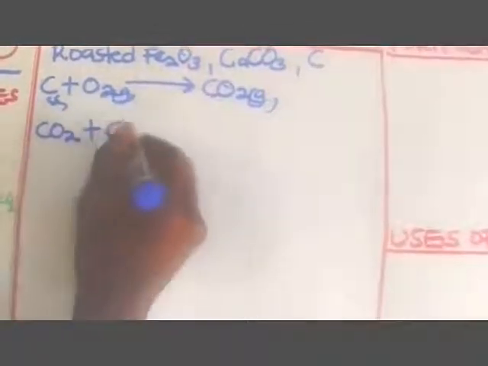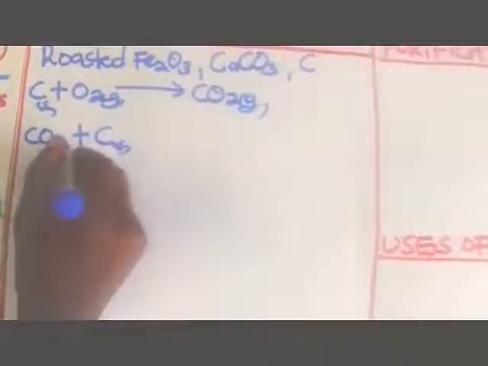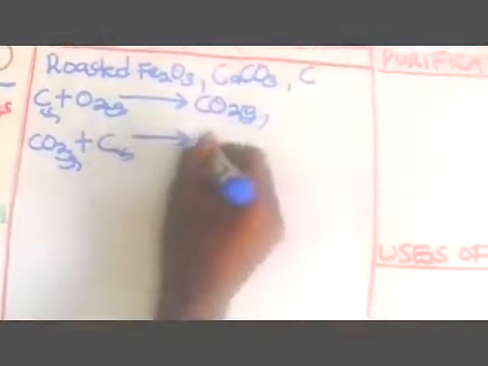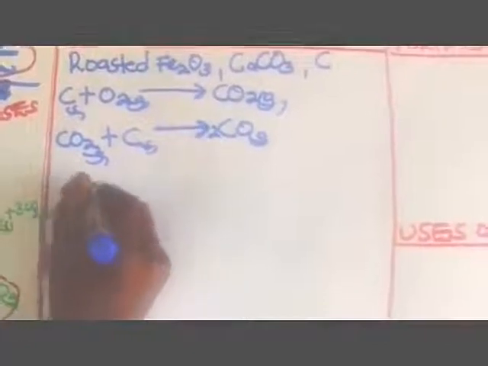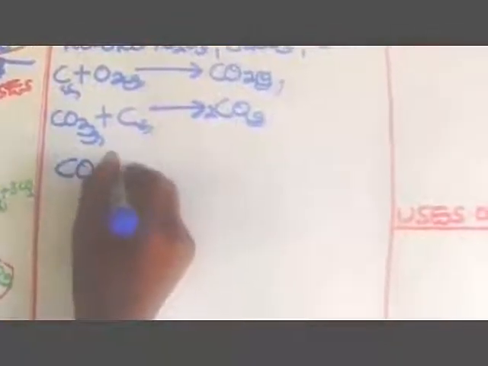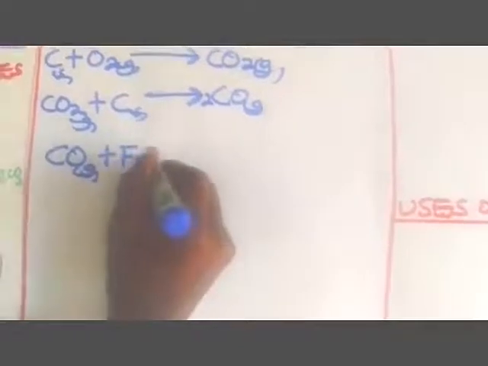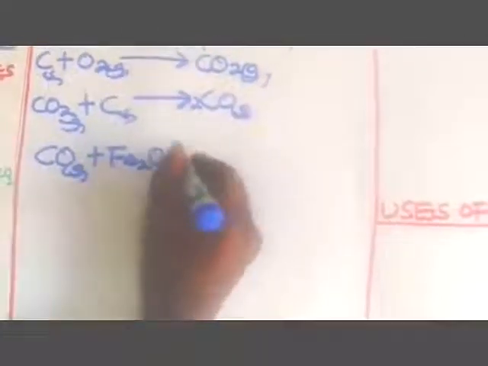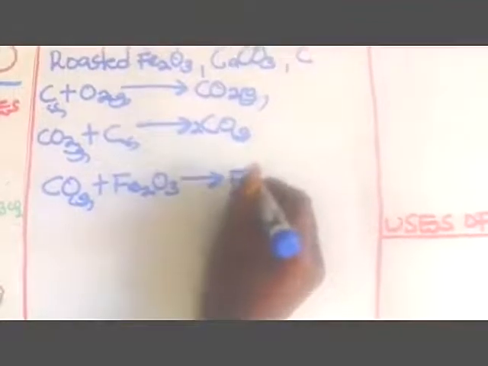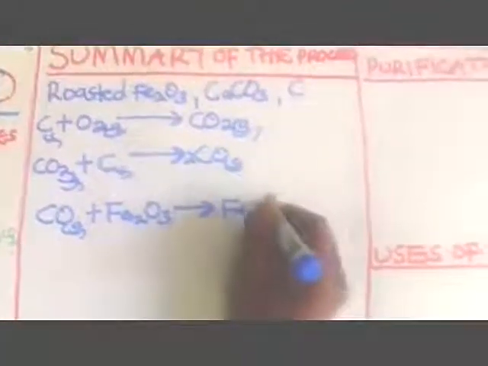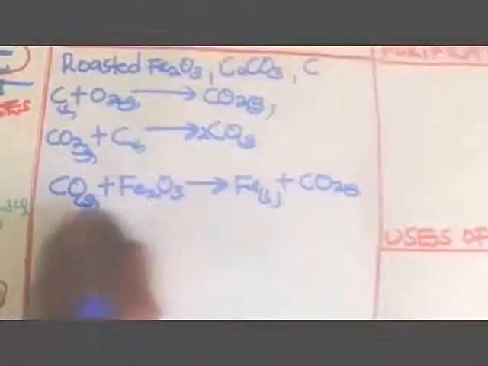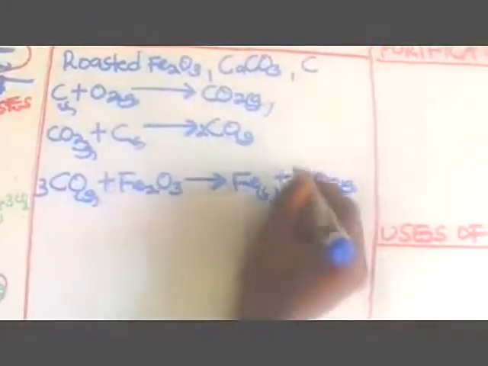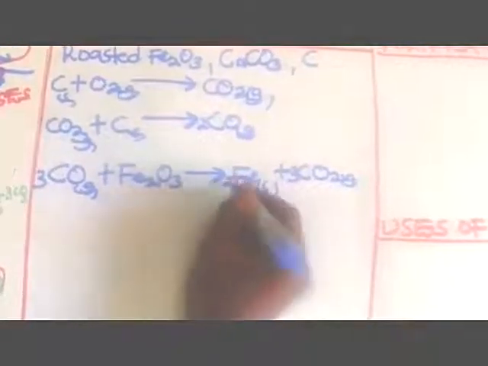Then the carbon dioxide gas formed is being reduced by unreacted coke to form what we call the carbon monoxide gas. Then the carbon monoxide gas which you have formed is going to reduce our hot ore, the iron 3 oxide, to form what we call the iron. This iron is molten, plus the gas known as carbon dioxide gas. Now we can balance our equation by putting the 3 there and the 3 there and the 2 there.